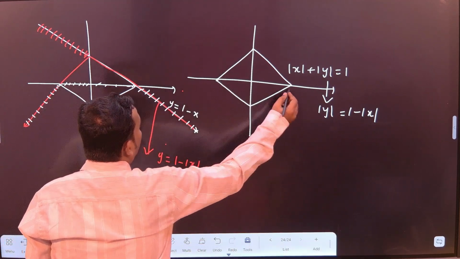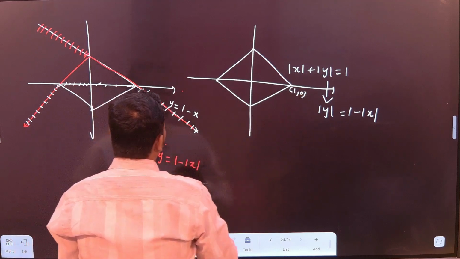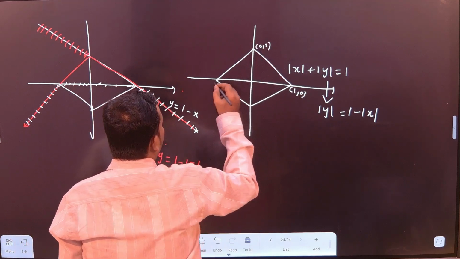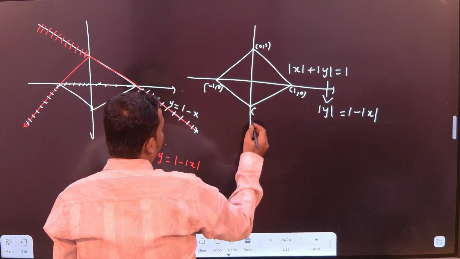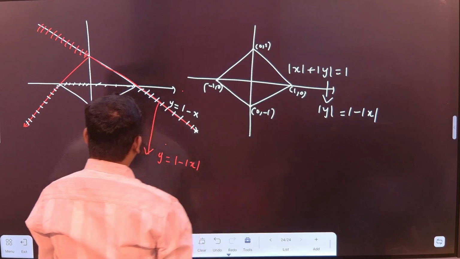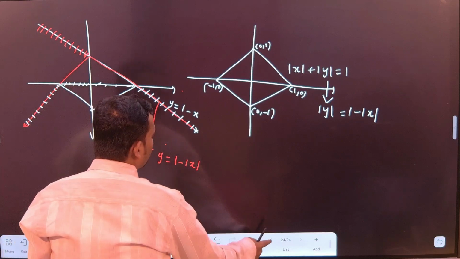You can see this is 1 comma 0, right? This is 0 comma 1. This is minus 1 comma 0. This is your 0 comma minus 1. Clear? I hope everyone understands. Right. We'll go for the next question.